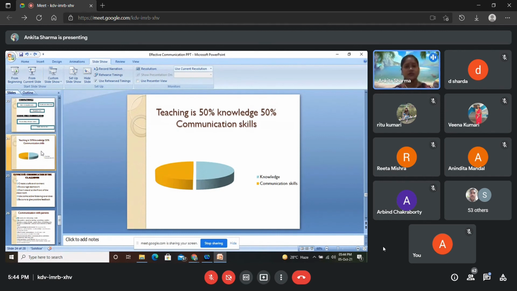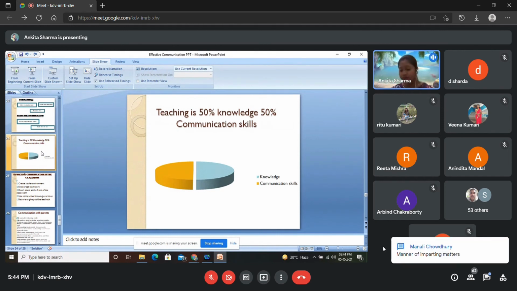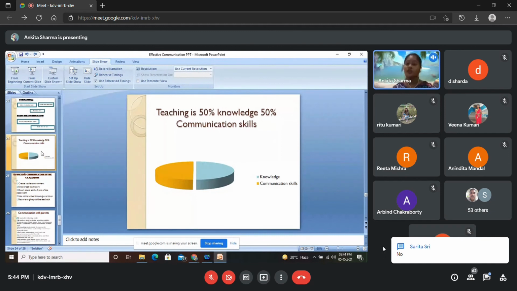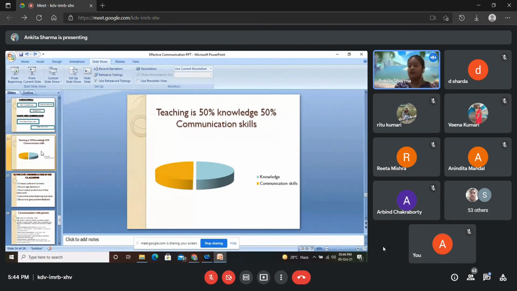In the teaching and learning process, the manner of imparting matters. Yes, imparting knowledge matters. If we have knowledge but we don't have effective communication skills, I think the teaching process will also be zero, because the desired outcome will be zero. Right. So nowadays we say that teaching is 50% communication skills and 50% knowledge.